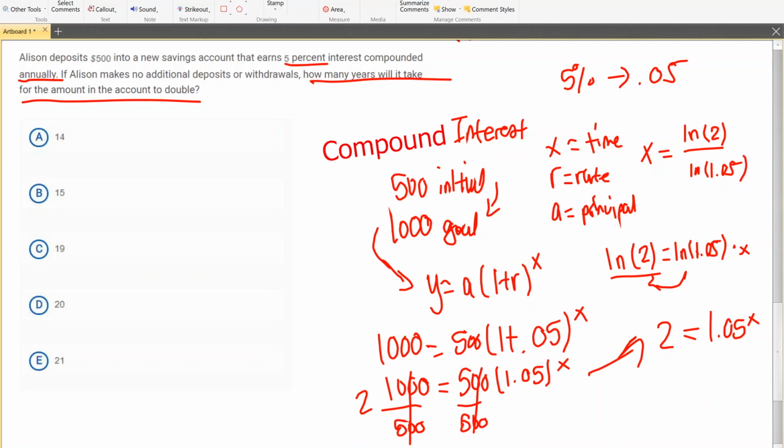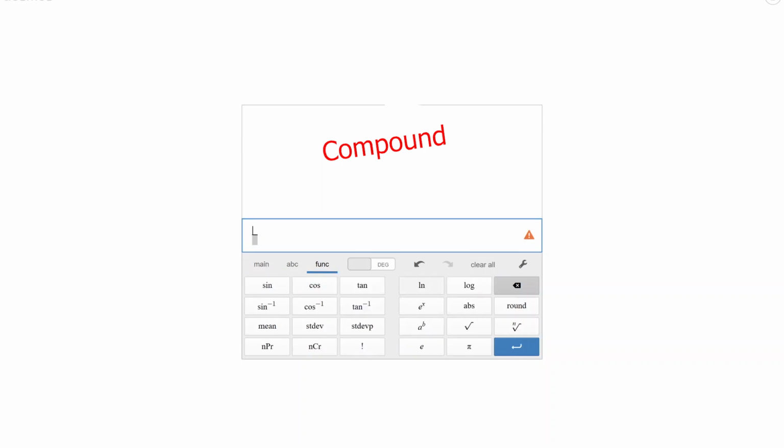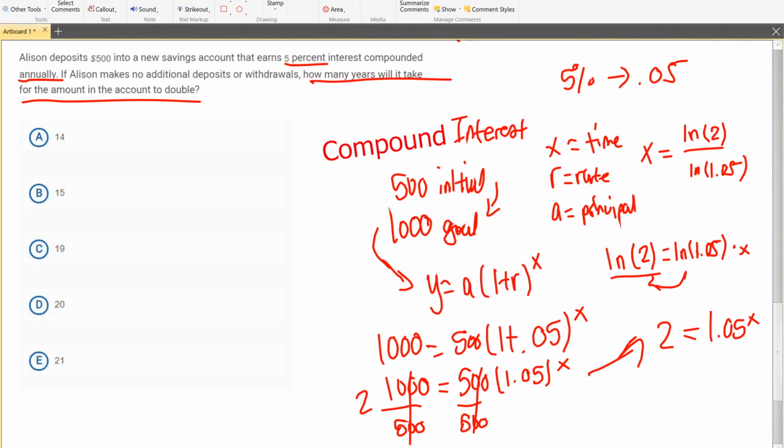And on the SAT you have a calculator, so that's what I'm going to use now. I'm going to use Desmos. So we have a fraction, and we also have some ln's. Okay, so ln on bottom is going to be 1.05, and ln of 2 will be up top. And now we get 14.2. 14.2 years. However, we don't have 0.2 of a year. So in order to find the correct answer, we must round up.